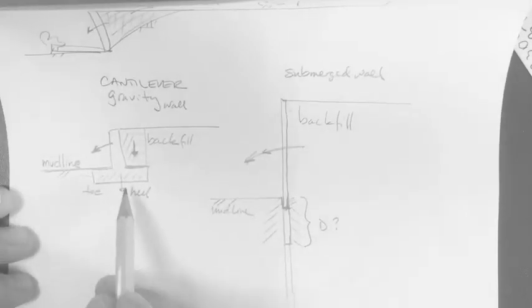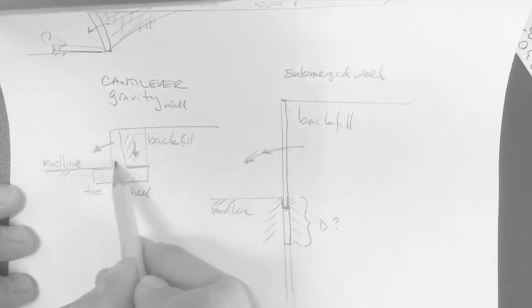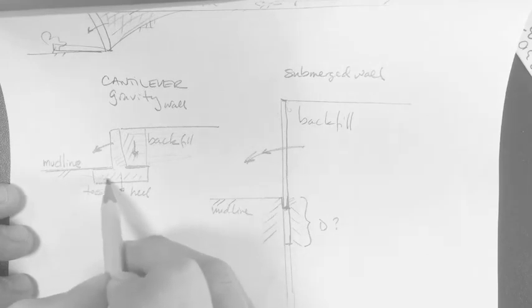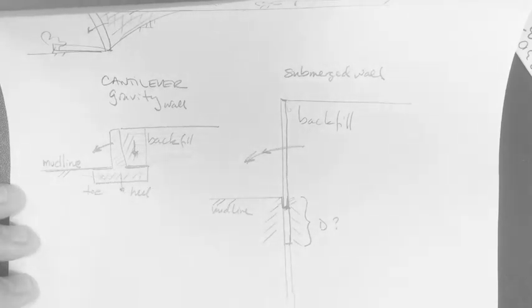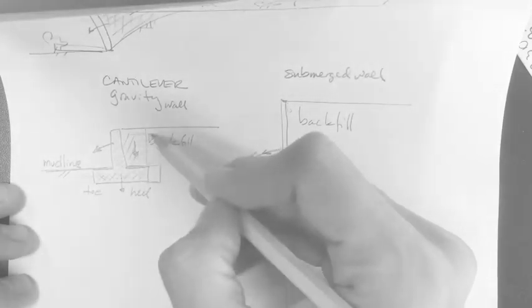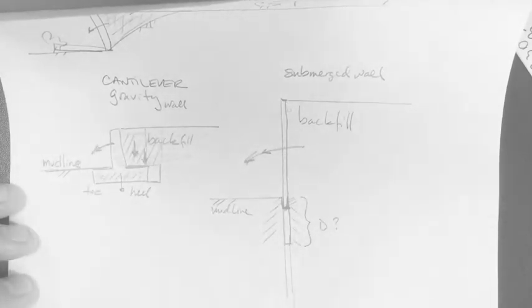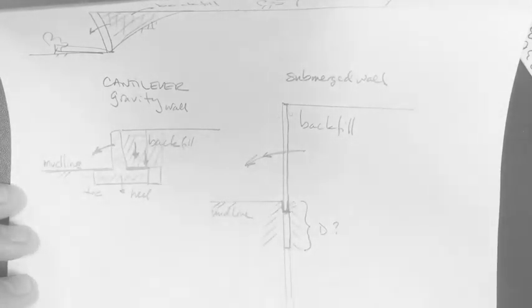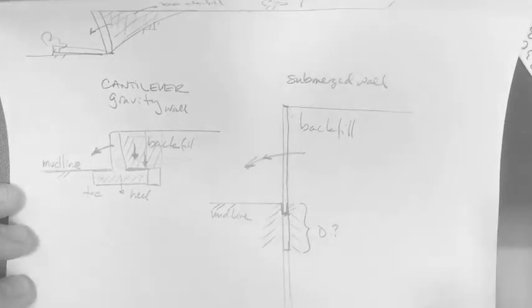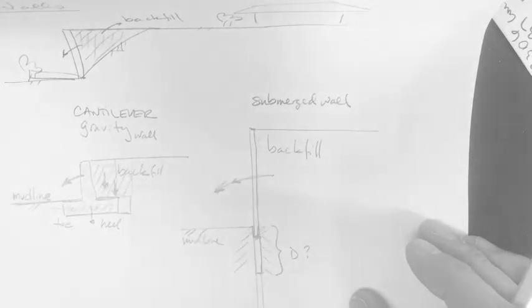The question in this case is, how heavy or thick should the stem, this is called the stem, sorry, how heavy or thick should the footing be? And how far back should the heel be or go, such that more backfill is laying on it, providing a counter moment to this moment, which is the rotating moment that is going to want to cause the failure of the wall. So we want to avoid that, obviously. Okay, so these are two types of walls: cantilever gravity and submerged wall.